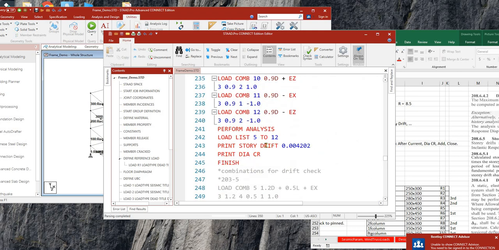Ayan siya. So, nadagdagan lang, ano? Perform analysis, load list 5 to 12. Yan yung drift combinations. Tapos, print story drift. Yan yung pass, fail. And then, print diaphragm center of rigidity, and then finish. Okay. So, yan, ganyan lang kasimple dito sa editor.